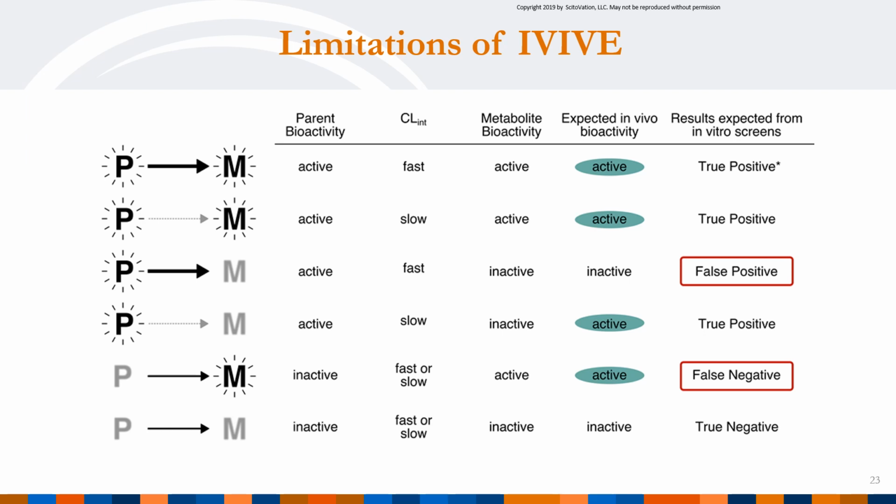Another example: when the parent compound is inactive and the metabolite is active, the results expected from in vitro screens are false negative. Indeed, most in vitro systems lack metabolic competency, so the results of the test will be based on the parent compound, which gives a negative result, even if in vivo the metabolite is expected to cause toxicity. So this is really, really important to take into consideration when doing IVIVE.